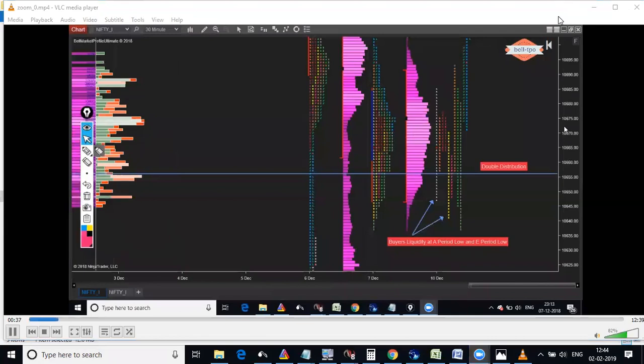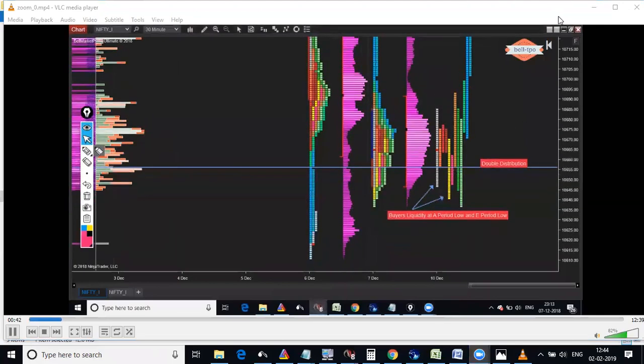So let's get into the session here. We have a reference level, the double distribution reference level on 6th of December. There is a single print zone here because I put a reference level over there, marking that as a double distribution reference, right? That double distribution reference is a short-term reference. As long as price started trading above that, I would say the confidence is higher.